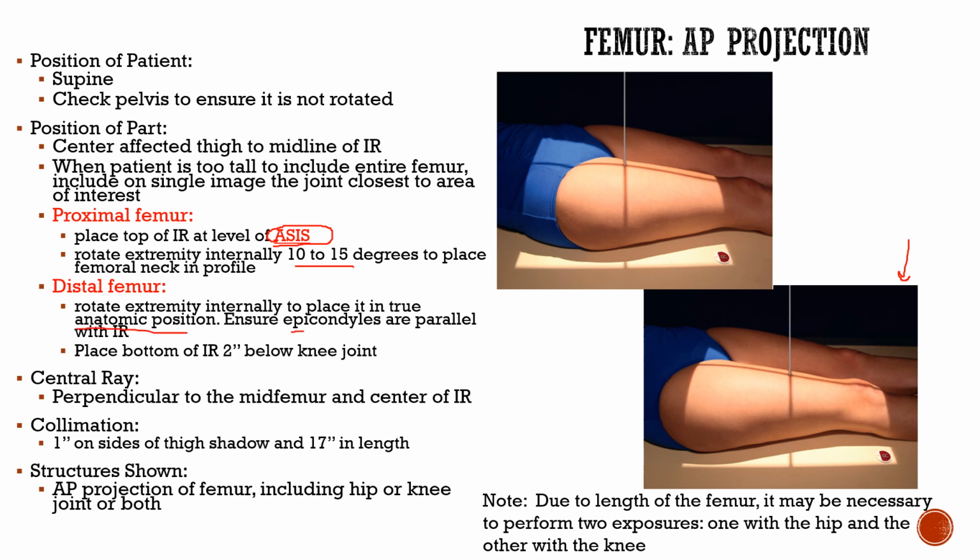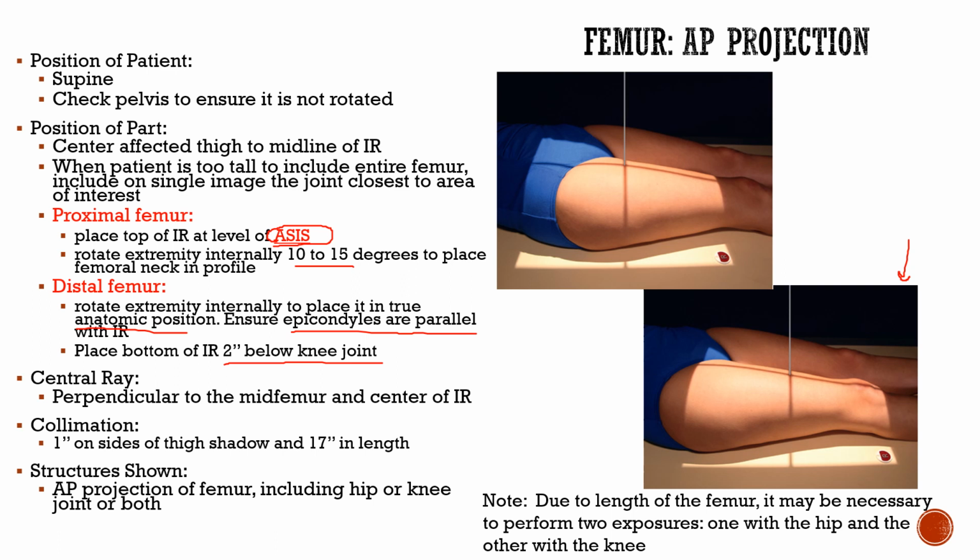We're going to ensure that the epicondyles are now parallel with the image receptor and place the bottom of the image receptor 2 inches below the knee joint. With these two images, we're going to direct the beam perpendicular to the mid-femur and the center of the image receptor. We want collimation 1 inch off the size of the thigh shadow and 17 inches in length.